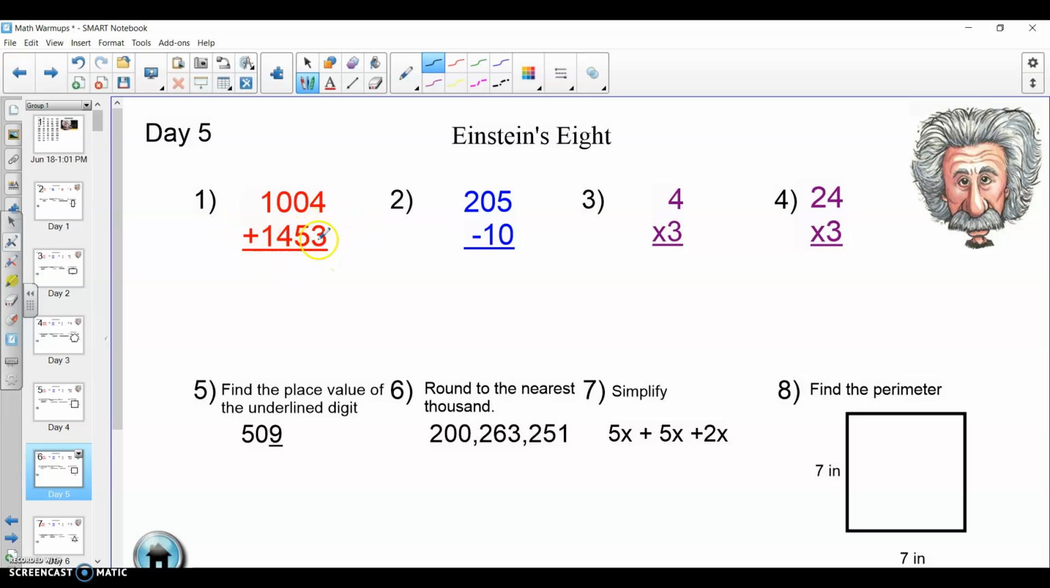4 plus 3. 7. 5 plus 0. Good. I could do 0 plus 4 or 4 plus 0. 1 plus 1. 2. Excellent.